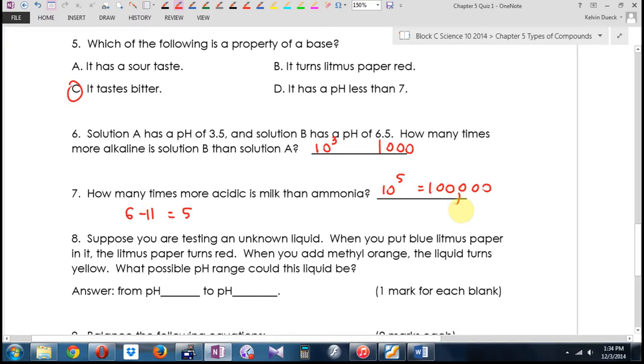You can laugh, but seriously. One of the consequences of being basic is ammonia bonds very well with grease. Milk, not so much.